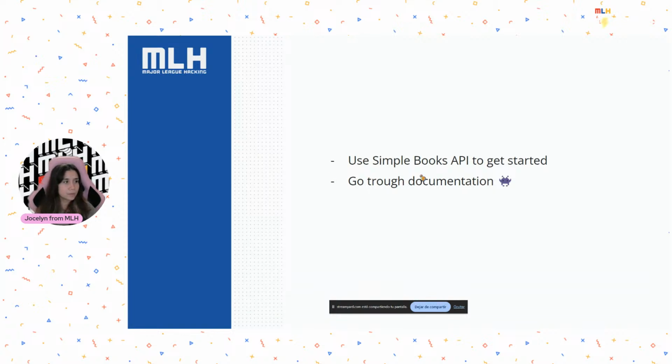For this, we will be using the Simple Books API to get started, which is a beginner's API, for drafting our very first API requests. And we will go through the documentation so you can understand the information that is over there. Just keep in mind that the documentation for each API is kind of different.